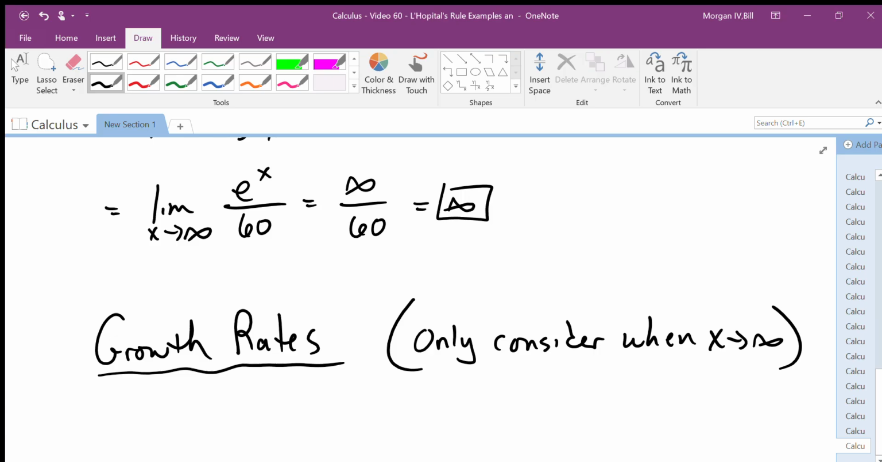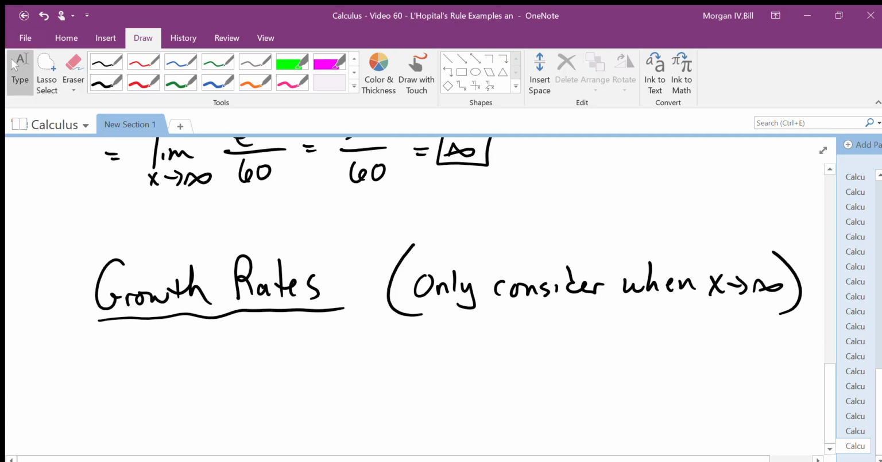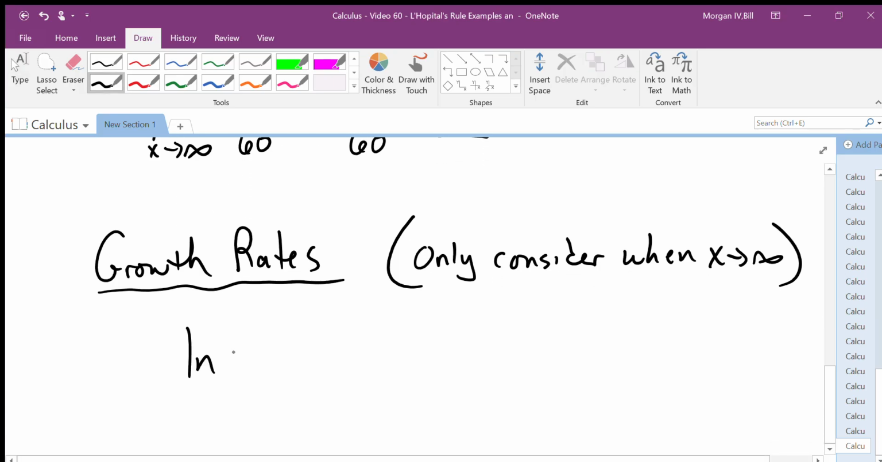All right. So here's a list of growth rates we can consider. The natural log of x grows pretty slow. So that's going to be our lower end of growth rates. And I'll use this double less than sign to say the growth rate here is substantially less than a polynomial growth rate, x to the n. So polynomials grow faster than logarithms. Okay. The next one is that polynomials of a higher degree grow faster than polynomials of a lower degree.